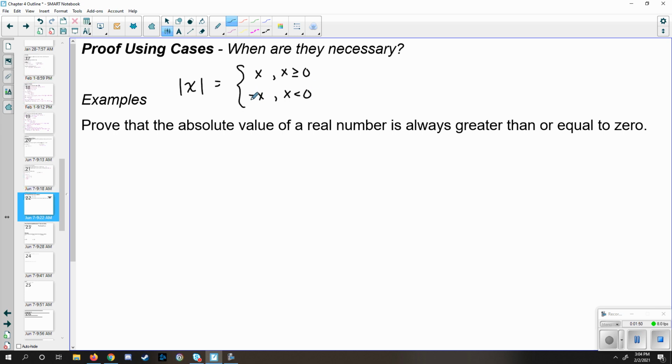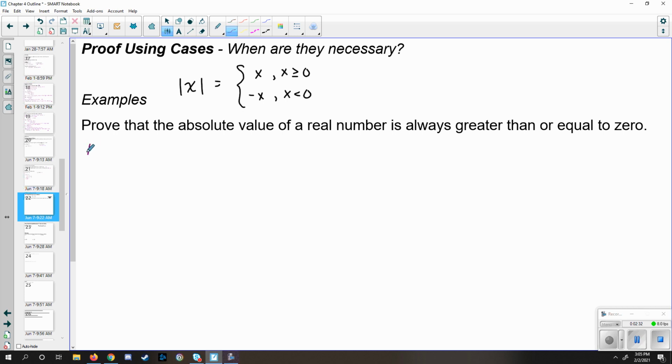Now, what this tells us, and why we would have to prove this using cases, is that if we're trying to prove that the absolute value of a real number is always greater than or equal to 0, you have to check what that value actually represents. Which part of the domain are you in? Is x greater than or equal to 0? Is x less than 0? If you're trying to prove any statement with a piecewise function, you have to have as many cases as you have portions to your domain. We're splitting our domain into greater than or equal to 0 and less than 0, so that means two cases for us.